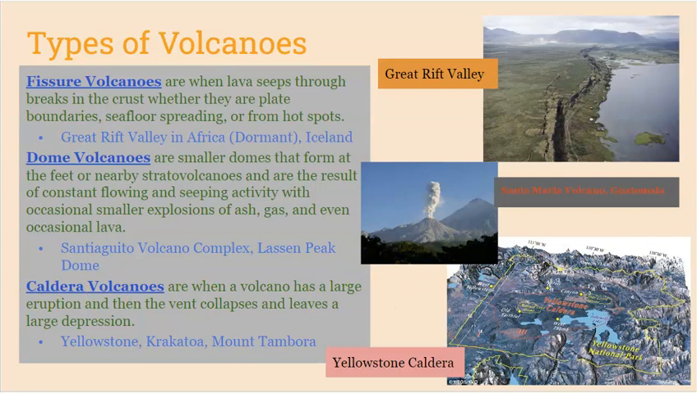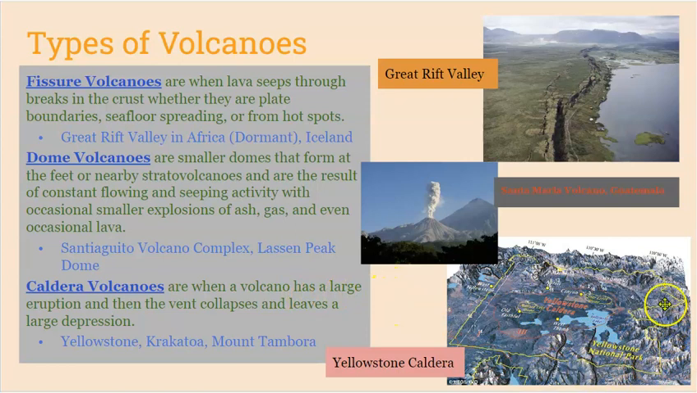And then finally, caldera volcanoes. These are really giant volcanoes. Usually we'll see these, not exclusively, but oftentimes with super volcanoes. Large, huge pockets of magma that are sourcing a volcano that has had a massive, huge eruption, and then the vent will collapse and leave a large depression. So this is the case in Yellowstone. Yellowstone is a caldera volcano.